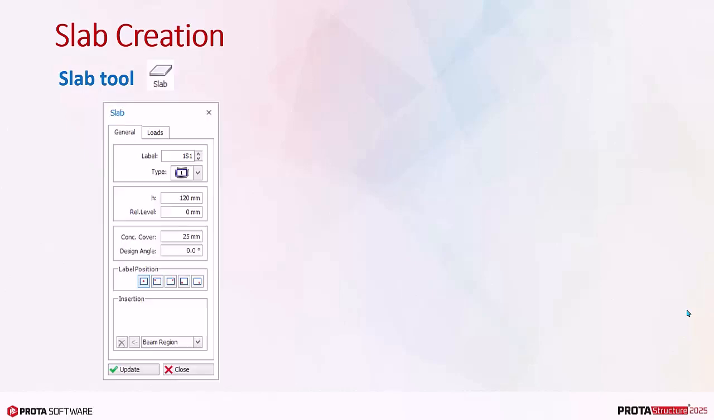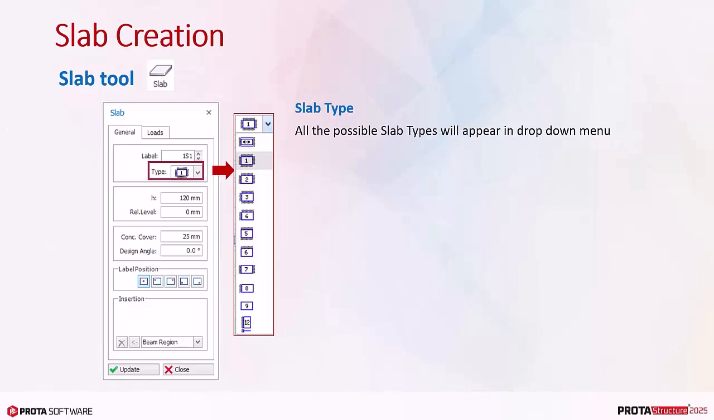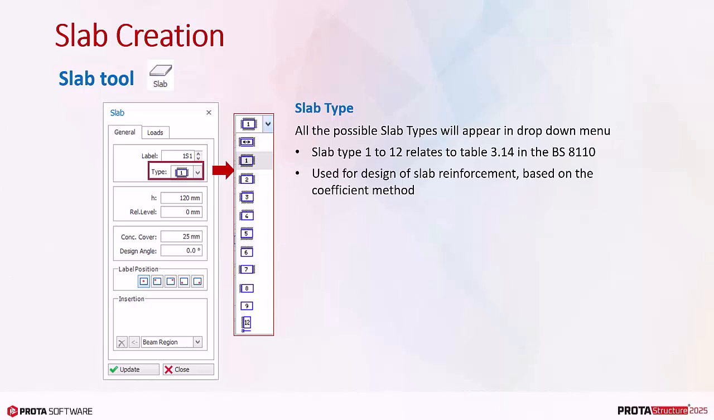Slab is created using the Slab tool. In the Slab properties, click on the Type drop-down menu to expose all the slab types. Slab type 1 to 12 relates specifically to table 3.14 in the BS 8110. This table is used for design of slab reinforcement based on the coefficient method or yield line method.